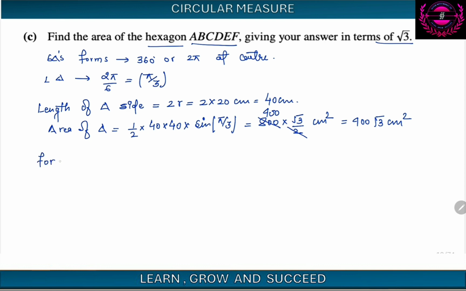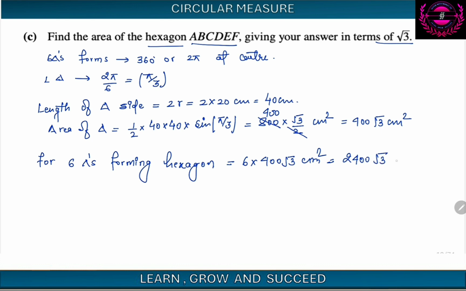For 6 triangles forming the regular hexagon, the area of the hexagon will be 6 into 400 root 3 centimeter square, which is 2400 root 3 centimeter square, which is our answer. Let's move to the next part.